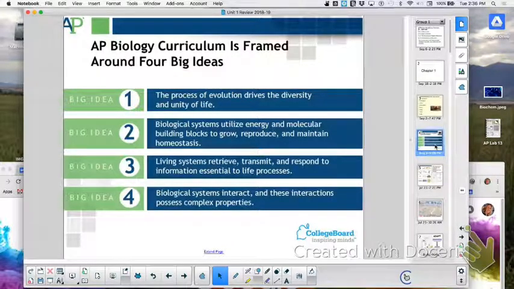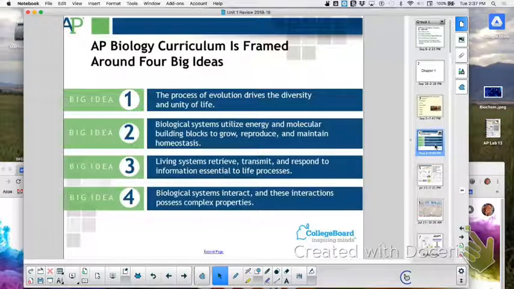We talked about some other things, but I'm focusing just on big ticket items here. We talked about the 4 big ideas. Big idea 1 was the process of what? Evolution is a key word, right? It drives the diversity and the unity of life. So we are looking for the patterns, and as you've got a few chapters under your belt now, you want to start looking for that.